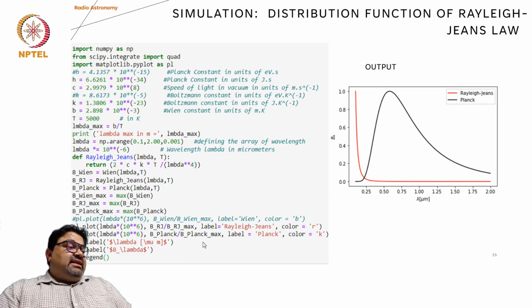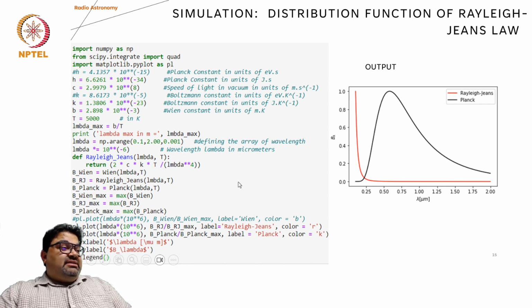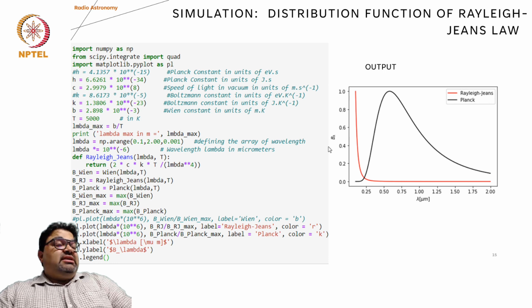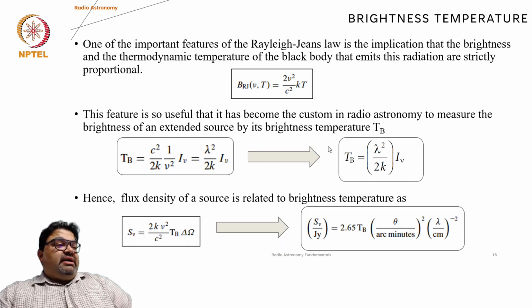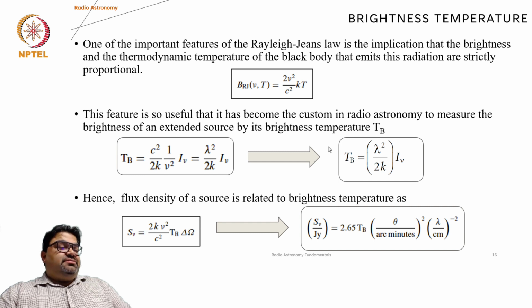There is another interesting plot where you can plot both the Rayleigh-Jeans limit and Planck's function at the same time. And this is a snippet of the Python code which you can use.